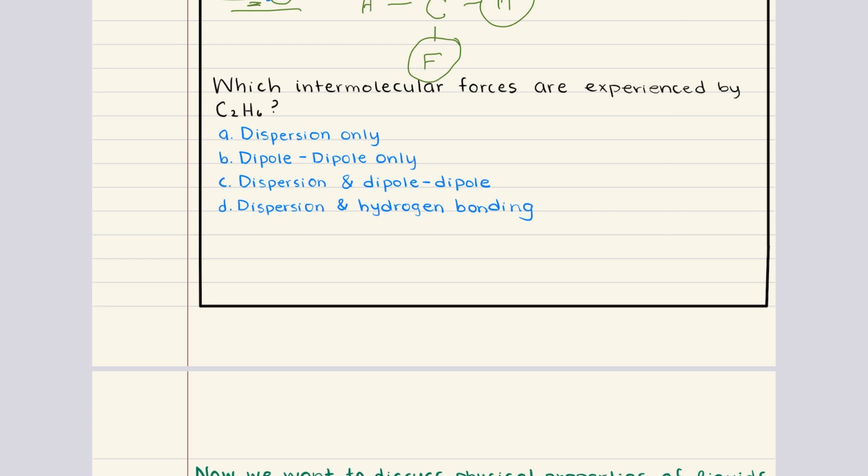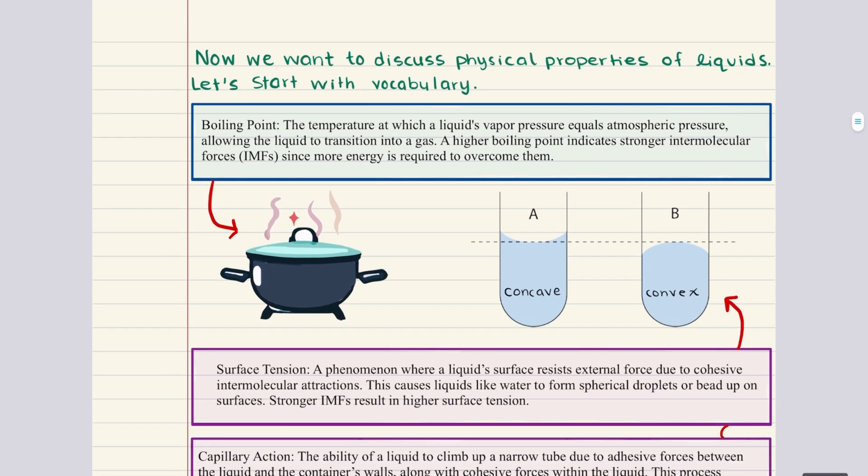Now, in this molecule, what we have is single bonds between the carbons, and then there are single bonds between 3 hydrogens on each carbon. This molecule is nonpolar, and the only intermolecular forces that are present in nonpolar molecules are London dispersion forces. So that means the correct answer here is A, dispersion only. And with that, we can move into our next topic.